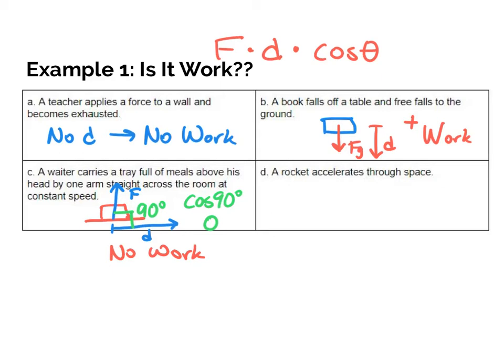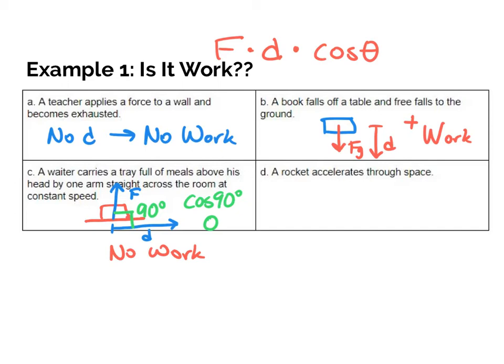This is very similar to example 1 where the teacher pushed on the wall and it didn't move. The only difference here is that because of direction, the force he's applying has nothing to do with the direction of the motion. Okay, your force is just simply to hold that tray in place, kind of like you pushing on a wall and it not moving.